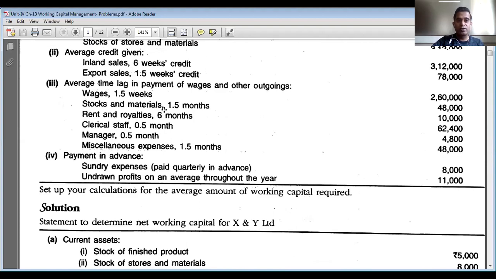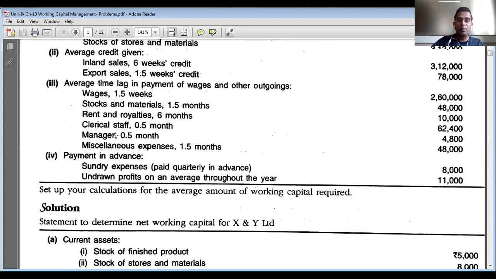Then stocks and materials. The time lag in payment for stock of raw materials is 1.5 months. The amount is 48,000 rupees. Rent and royalties. The time lag in payment of rent and royalties is 6 months. Amount is 10,000 rupees. The time lag in payment of clerical staff salary is 0.5 month. The amount is 62,400 rupees.